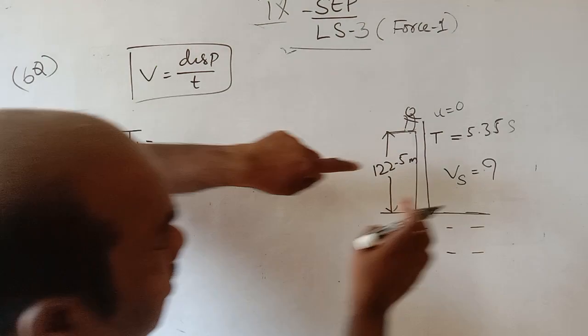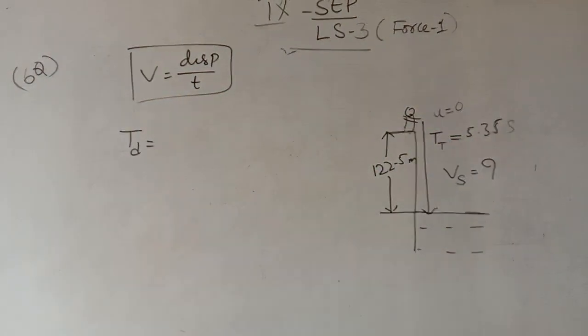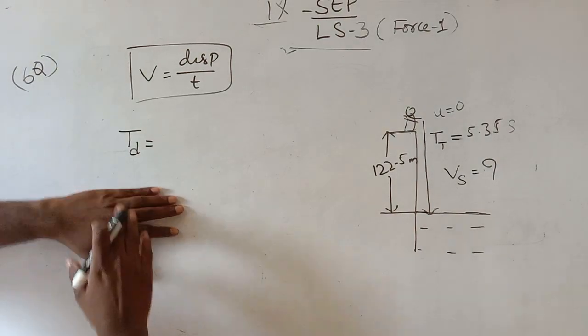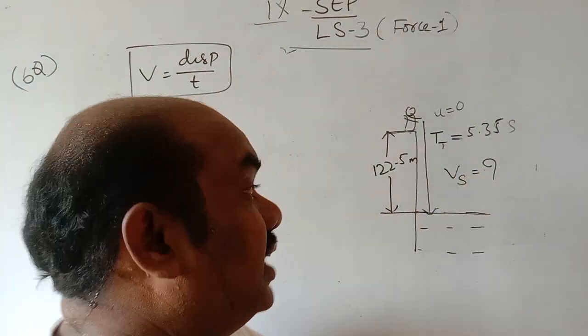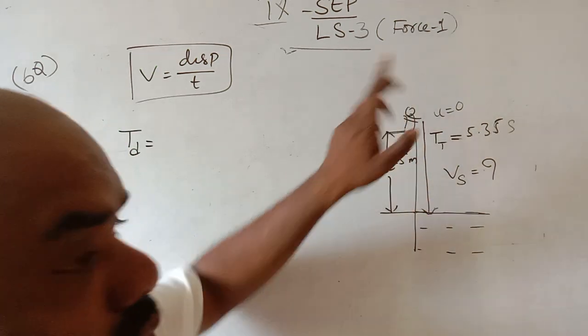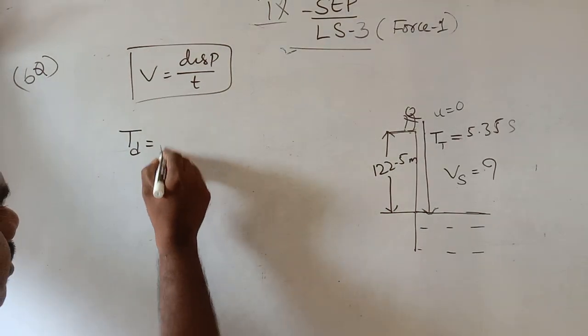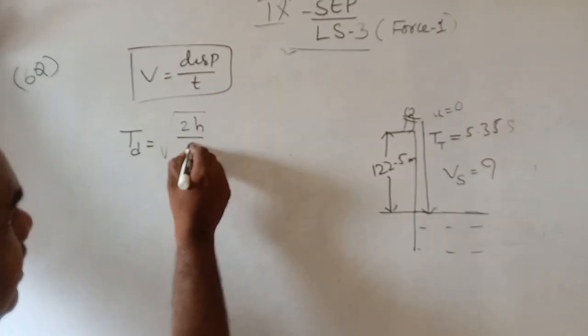This time of descent I will subtract from the total time. This is the total time taken by the stone. First find time of descent, subtract from this. Then you will get the time taken by the sound to come from water to the boy's ear. So time of descent is equal to, what is the formula? Under root 2h by g.